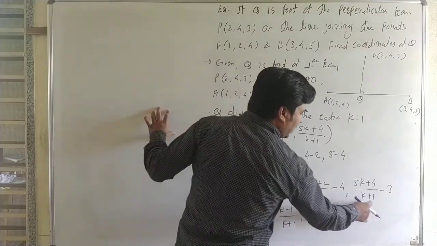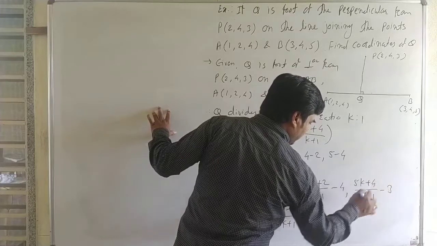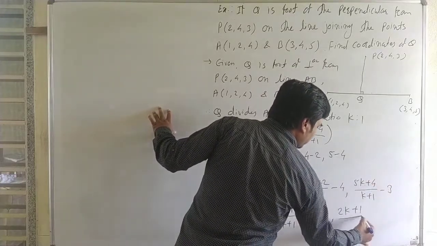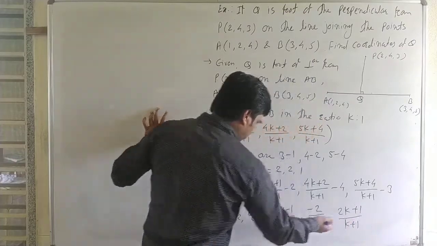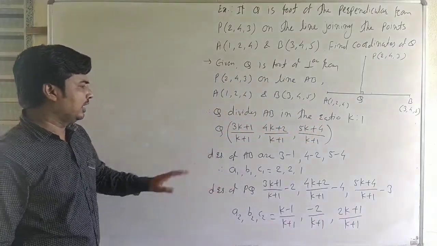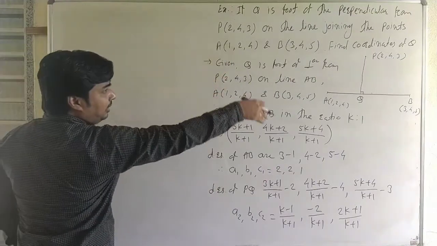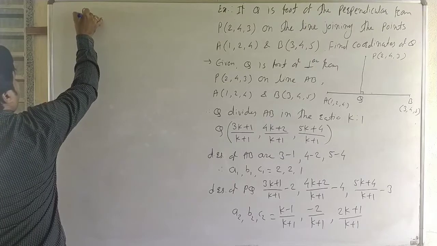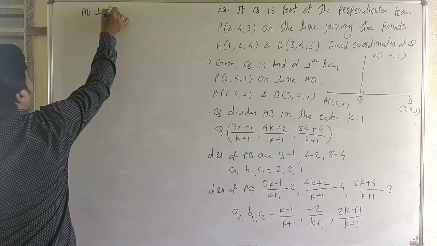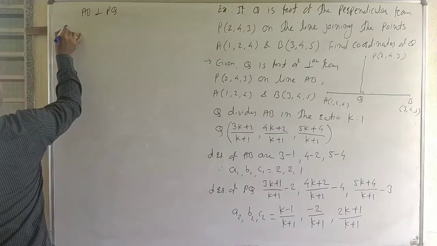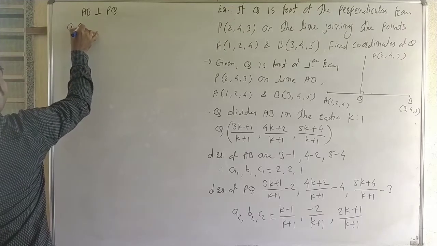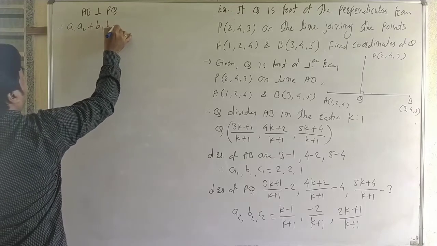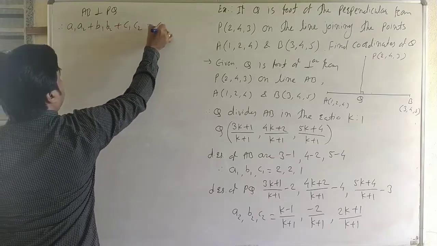And here k plus 1 into 3, minus 3k, it is 2k, and 4 minus 3, it is plus 1, upon k plus 1. These are the direction ratios of line PQ. Now we know that AB and PQ are perpendicular. AB is perpendicular to PQ, therefore the relation between their direction ratios is a1 a2 plus b1 b2 plus c1 c2 is equal to 0.